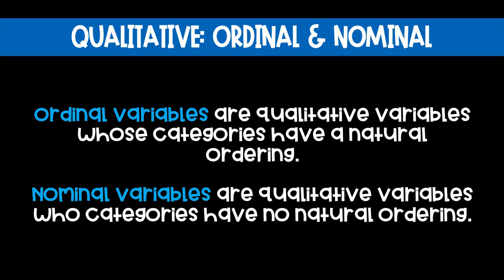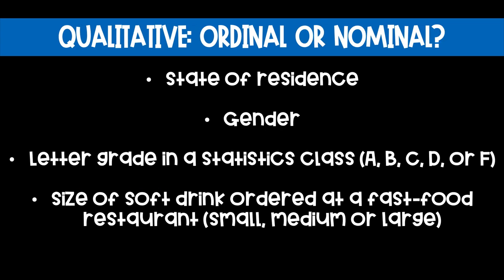For example, again, let's try and practice distinguishing between ordinal or nominal. Feel free to pause the video and then attempt to answer them on your own. The state of residence of a person, the gender of a person, the letter grade in a statistics class, whether it's A, B, C, D, or F, and the size of soft drink ordered at a fast food restaurant: small, medium, and large. Again, feel free to pause the video.